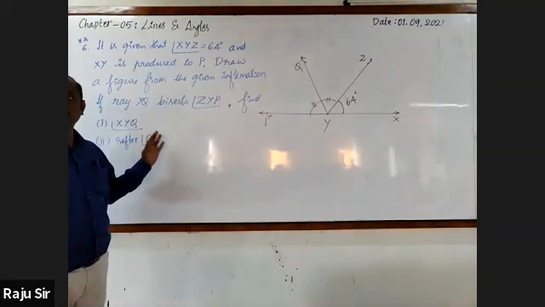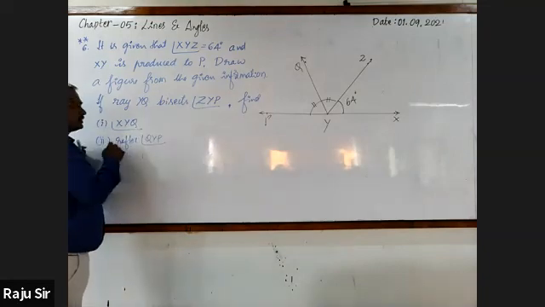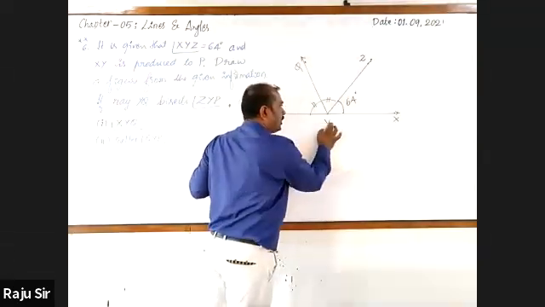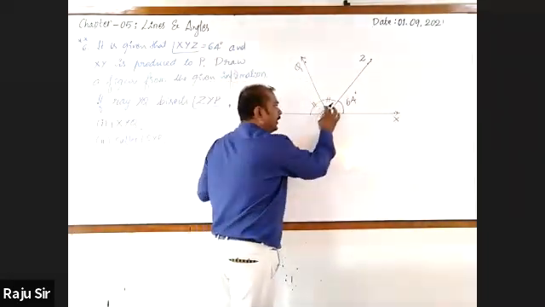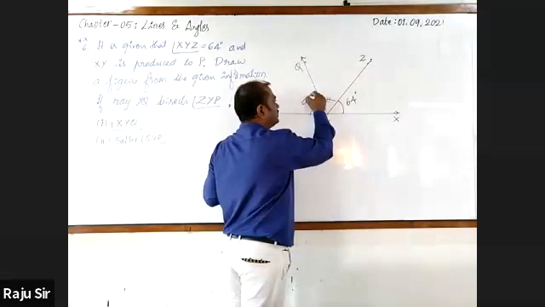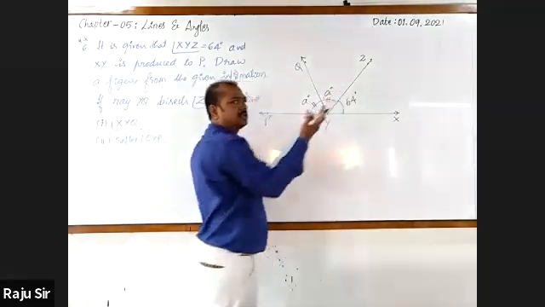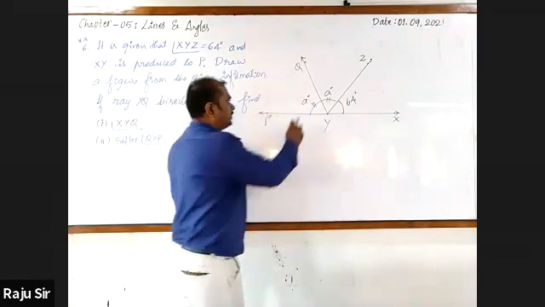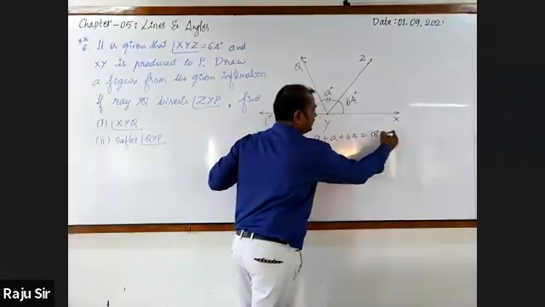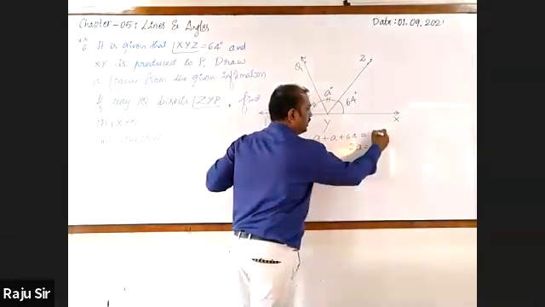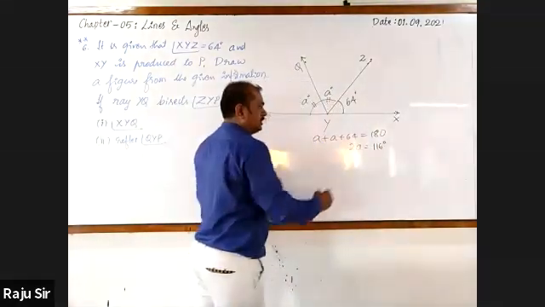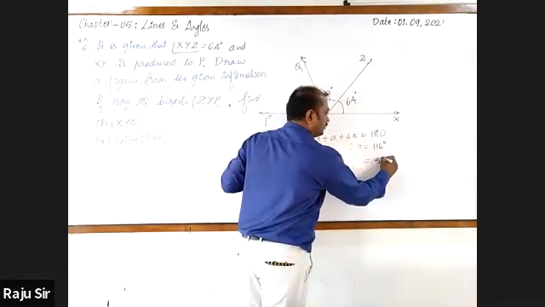Stop writing, stop drawing. Observe. With this information, we have to find out angle XYQ. To find that, you must know one of these two angles. I take this as A degree, this as A degree. Then A plus 64 is 180 degrees. A plus A is 2A. 180 minus 64 is 116. 2A is 116.